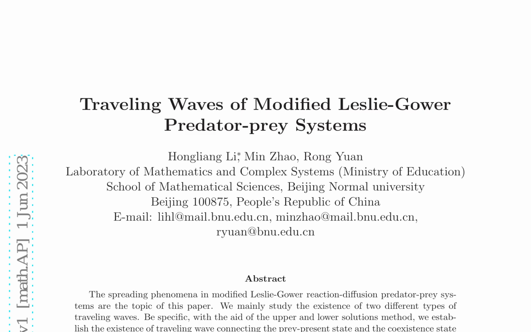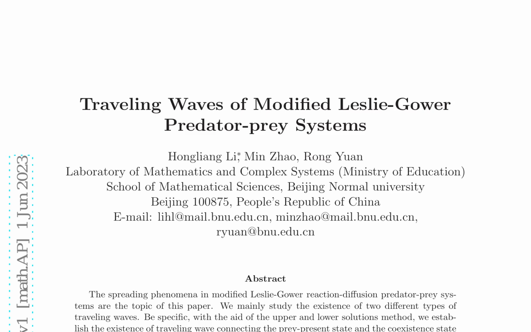When the prey is stationary, previous studies have investigated traveling waves connecting two appropriate equilibria using the shooting argument and the upper and lower solutions method. However, when the prey diffuses slower than the predator, the existence of traveling waves connecting the coexistence state and the prey-free state has not been explored, even for a modified Leslie-Gower predator-prey system with Lotka-Volterra type. This study aims to address this gap by considering a generalized system.